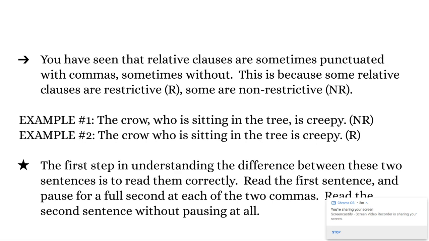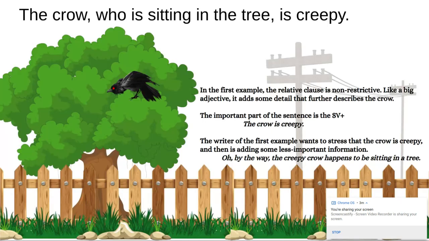R means restrictive. Now, the first sentence I read and I paused for a full second at each of those 2 commas. And then the second sentence, I tried to read without pausing at all. Hopefully you could hear the difference between the 2. But to help you understand the difference between restrictive and non-restrictive, I'm going to give you a little visual, okay? So here's my sentence. I'm going to say, the crow, who is sitting in the tree, is creepy.